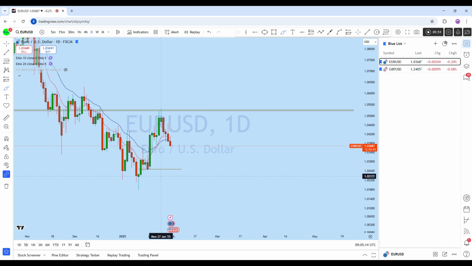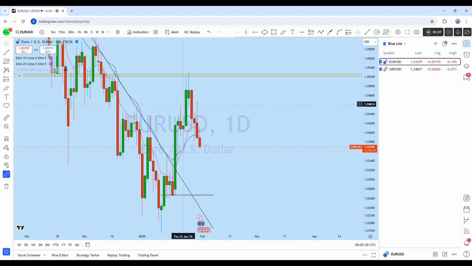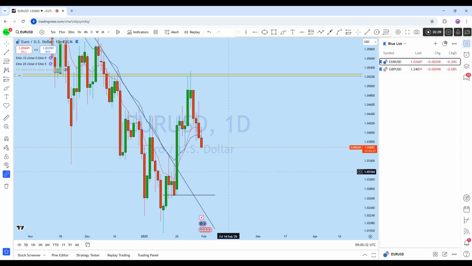And with this break of structure on euro dollar, from that resistance line, we have seen a complete break of structure, and the price has reached that level and slowly started to drop again, as it is a bear market. What we can expect for this market is for the price to potentially continue to drop to this support level.